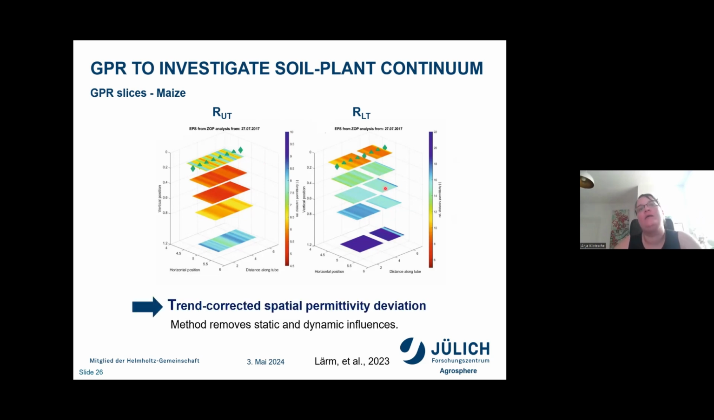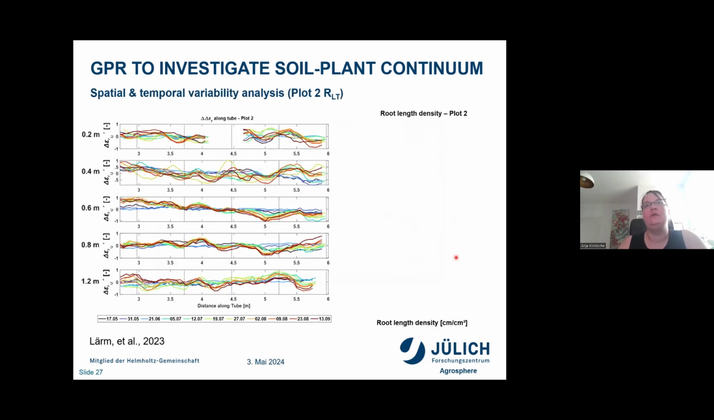So therefore, Lena came up with a so-called trend-corrected spatial permittivity deviation, where she removed static and dynamic changes over time. And when she did this, she could then really see what happens over time. So you see here different measurement days over the season, and as an example, for all the different depths that we have the tubes. And we see that over the season, from blue to reddish, the variability of our signals is actually increasing. Sometimes they go down, sometimes they go up in terms of the changes in permittivity.